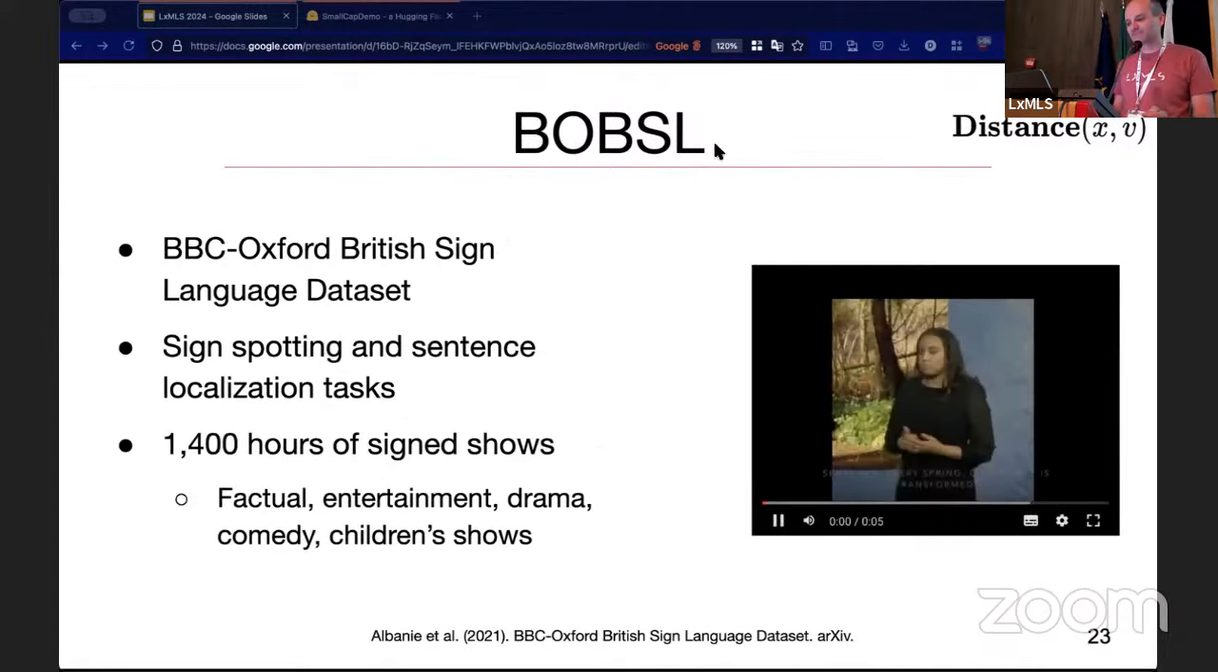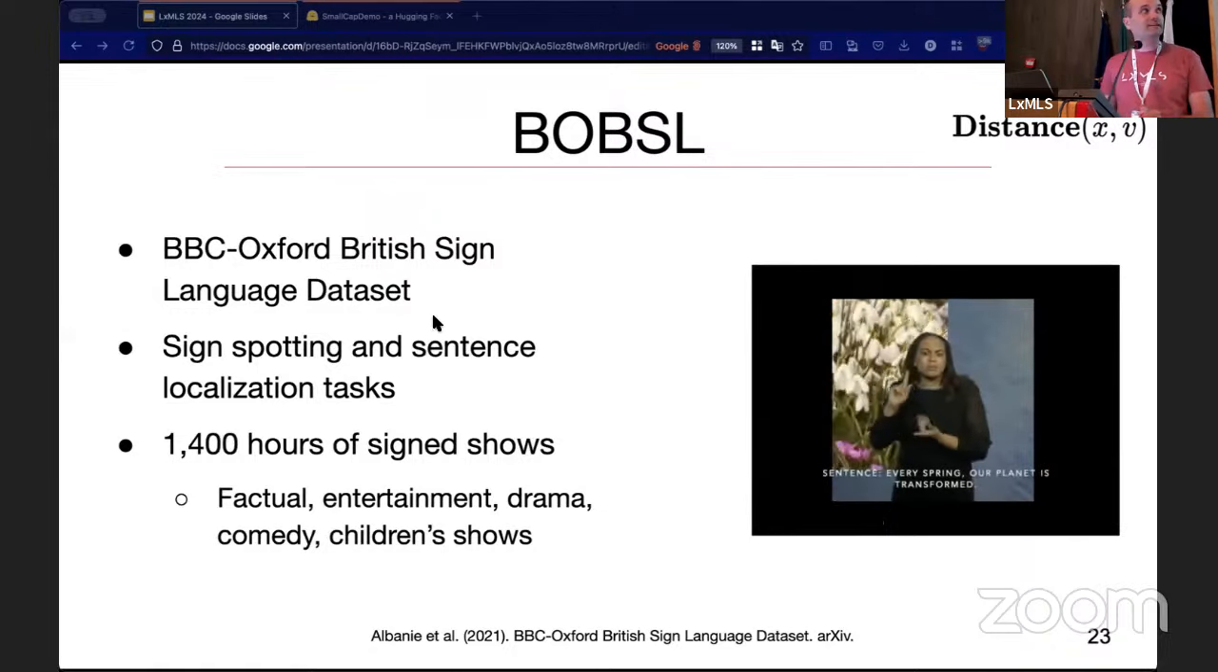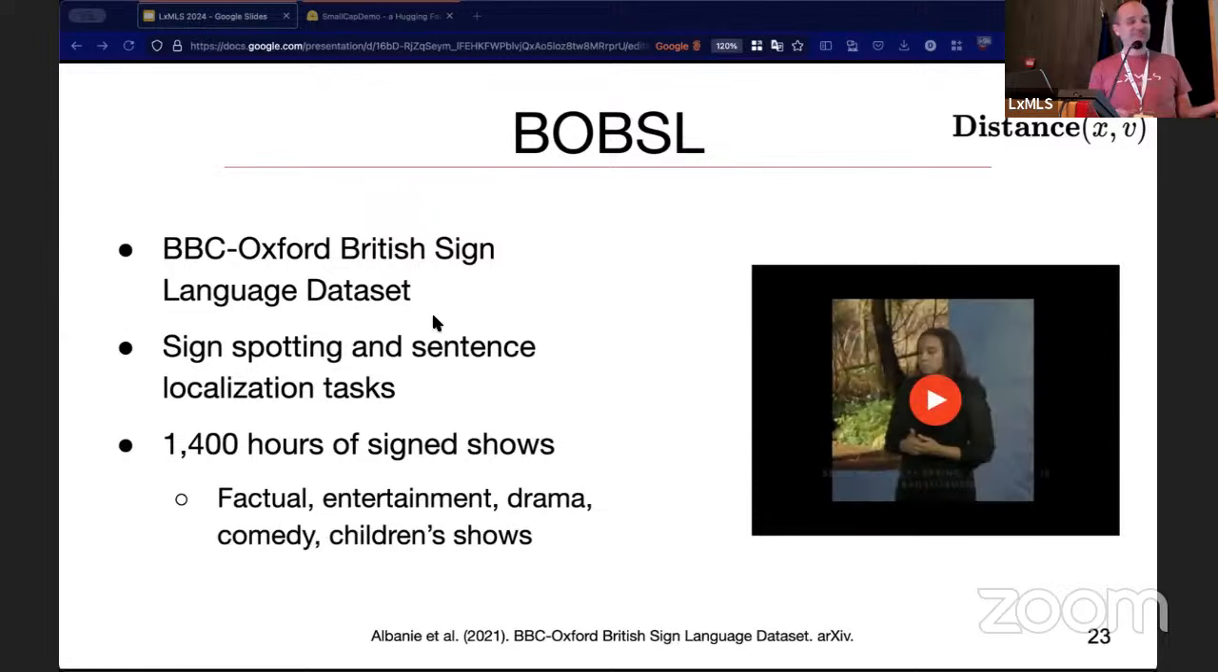There's also this really nice Bobsil data set. Oh, you see the video, but I don't. How do I click on it if I don't see it? Never mind. So this is a data set where the University of Oxford and the BBC collaborated.